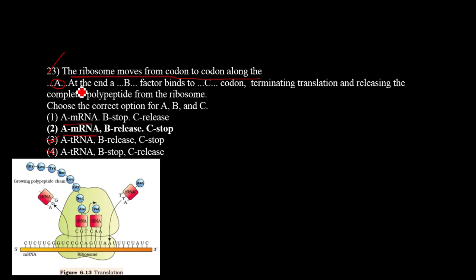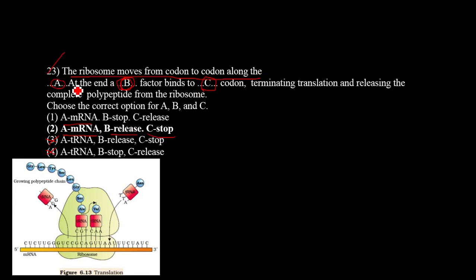Next, at the end, a dash factor binds. At the end, which factor binds? A release factor will bind. B is the release factor. At the end, a release factor binds to C. Binds to C means it binds to the stop codon. C means here stop codon. Hence A is the mRNA, B is the release factor, C is the stop codon.